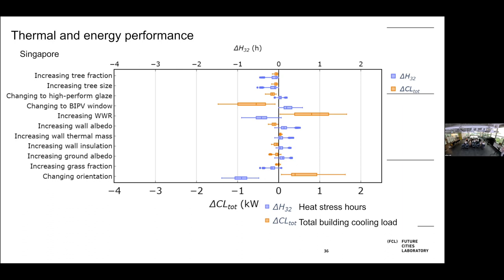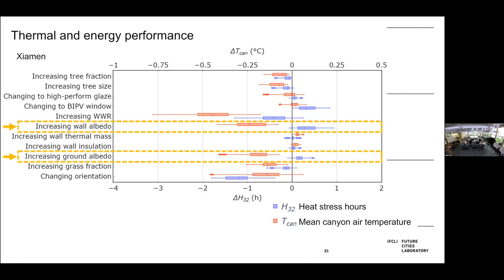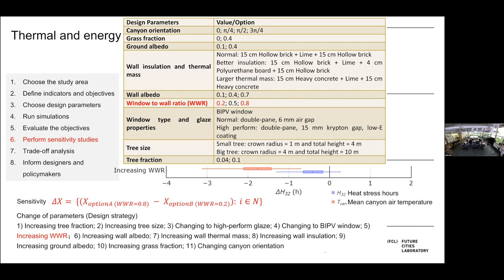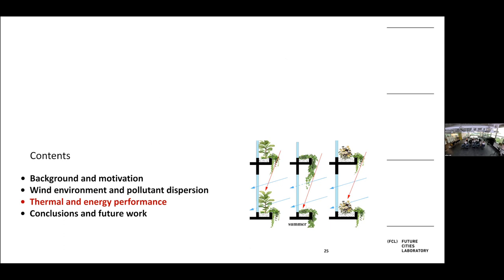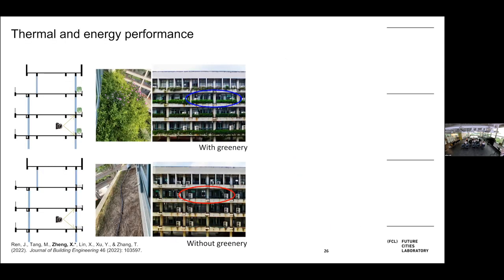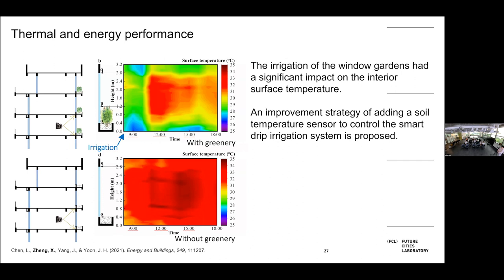I mean the greenery. You showed the temperature for different greenery. You mean the vertical greenery system? Yeah, vertical greenery system. You mean this study? Yeah, this one. So once again, this surface temperature is also calculated by simulation.